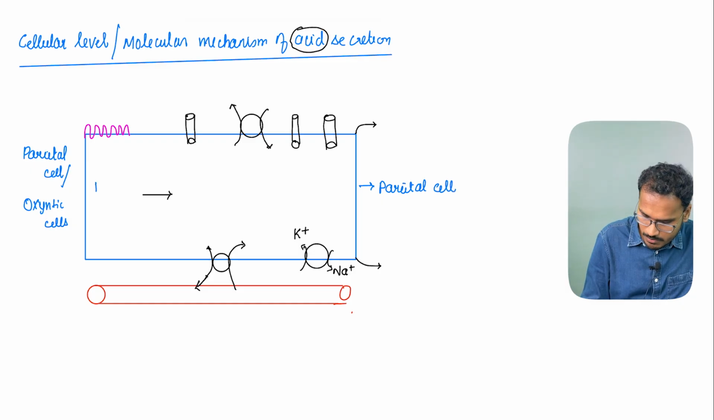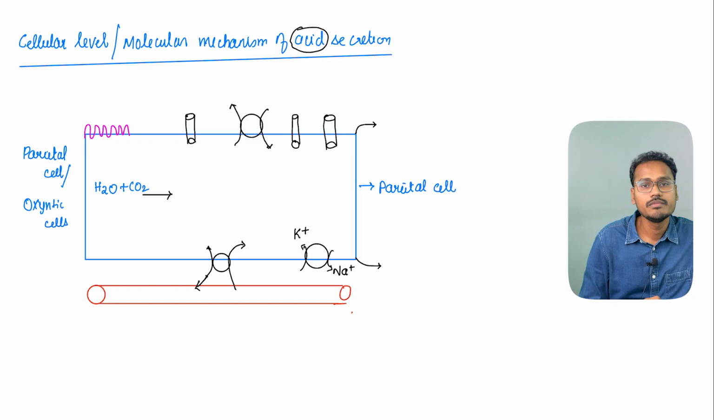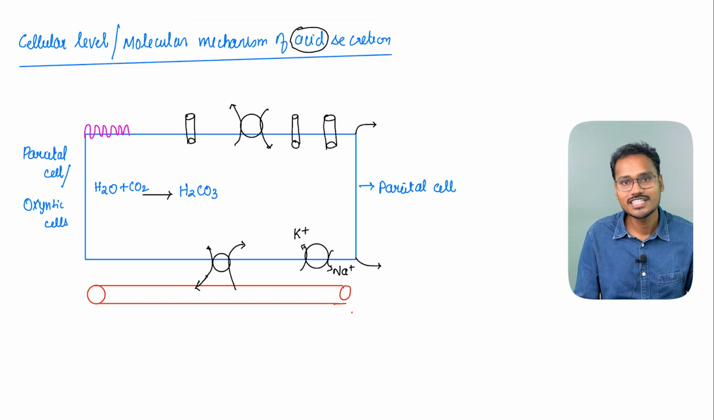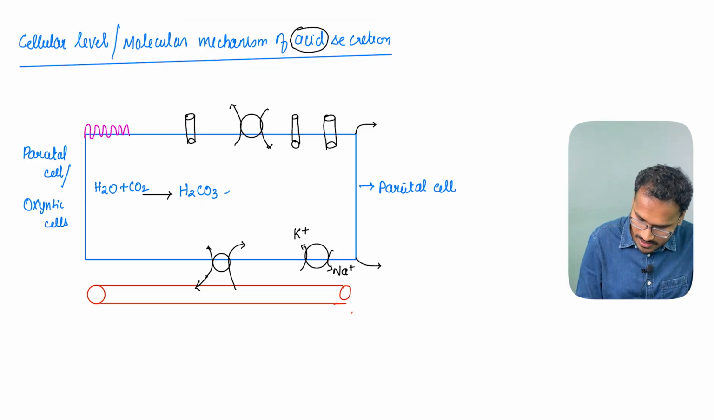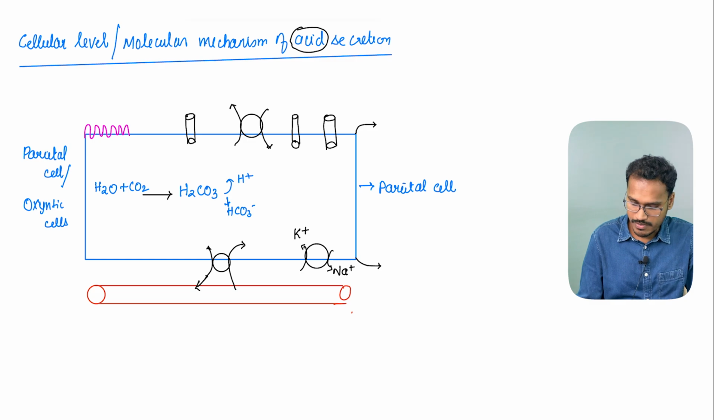Here there will be a combination of H2O plus CO2. Both of them will be derived from the blood. So they will combine to form H2CO3. This is one universal reaction in physiology. You will study it in a lot of places. Then further they will split into H+ and bicarbonate, HCO3-. Then let's see what happens to this bicarbonate.